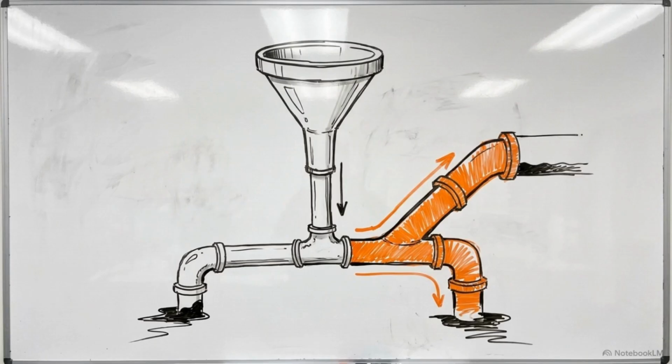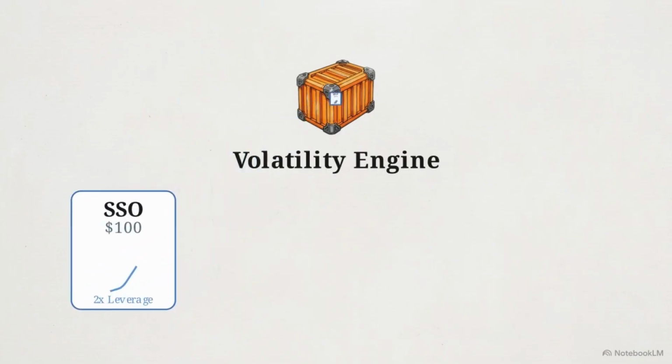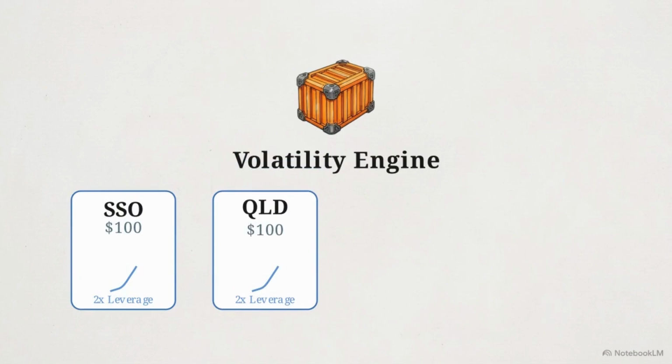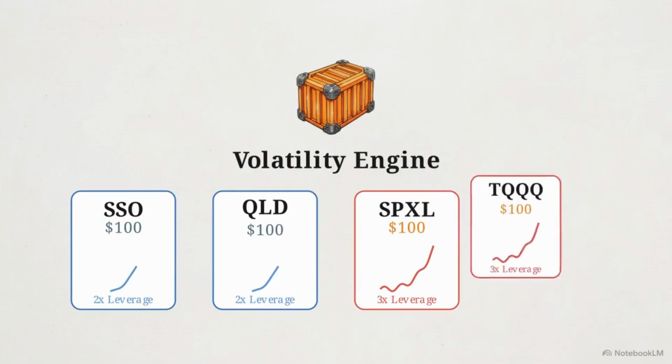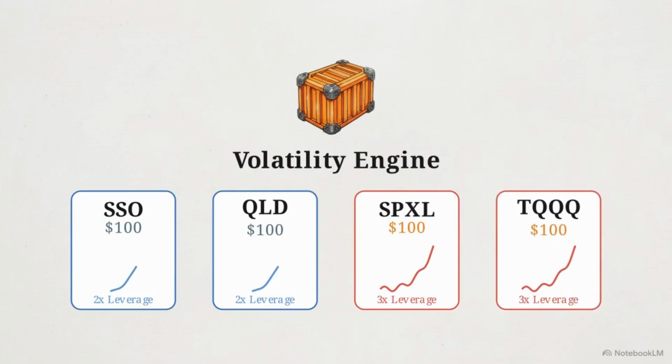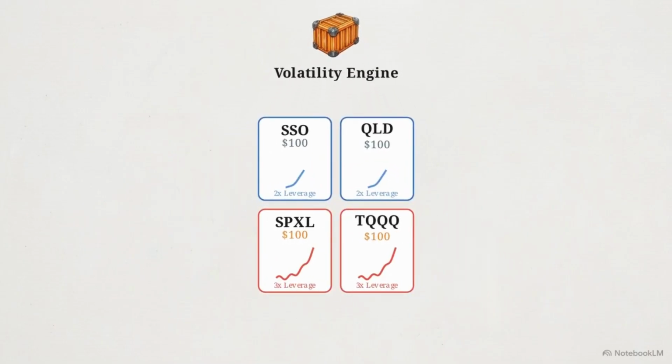That leaves the remaining 40% of the monthly capital injection, $400, which operates under an entirely isolated mandate. Panning over to the second reservoir, this pipeline fills the Volatility Engine. This is a hyperactive tactical sleeve engineered strictly to harvest short-term market velocity. Inside this engine, $100 is allocated to SSO, providing 2 times daily leverage on the S&P 500, and $100 goes to QLD for 2 times daily leverage on the NASDAQ 100. The final $200 pushes the leverage higher. $100 buys SPXL for 3 times daily S&P 500 exposure, and $100 purchases TQQQ for 3 times the NASDAQ 100.